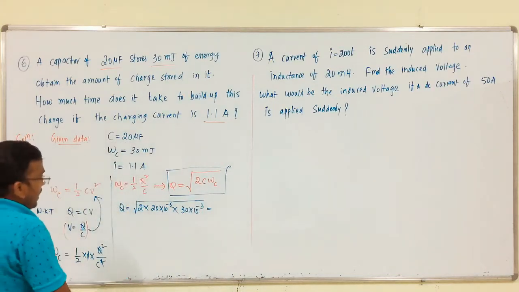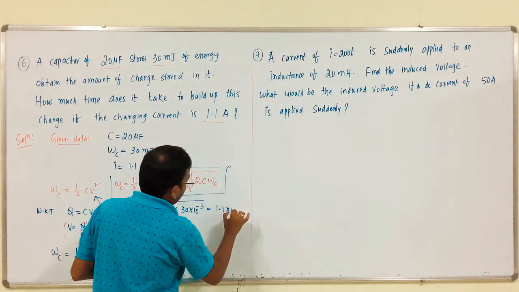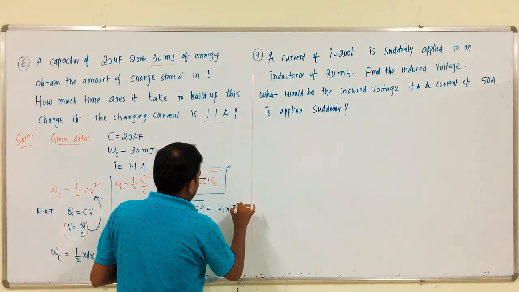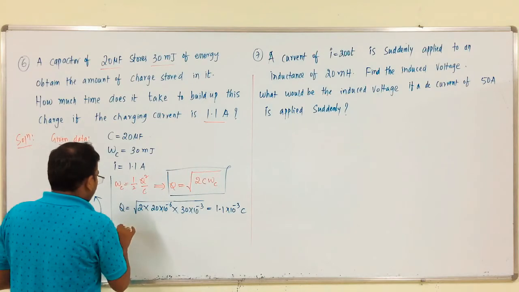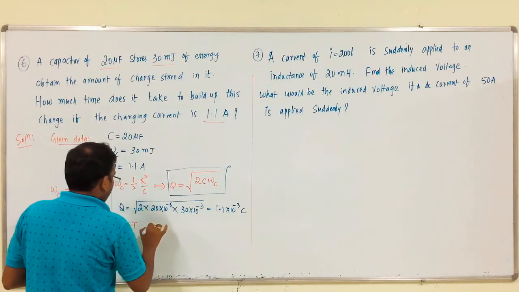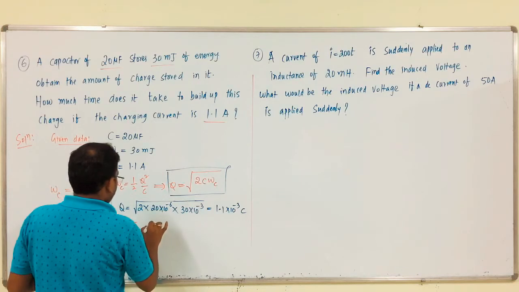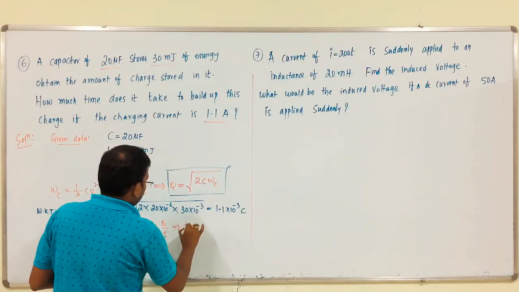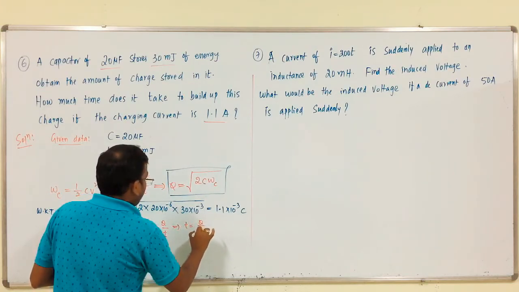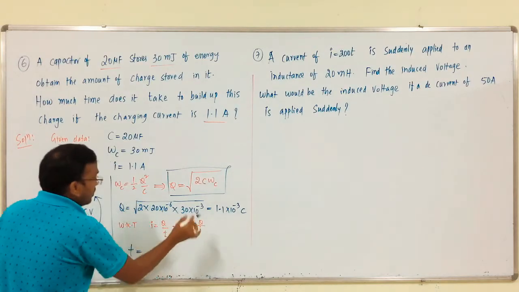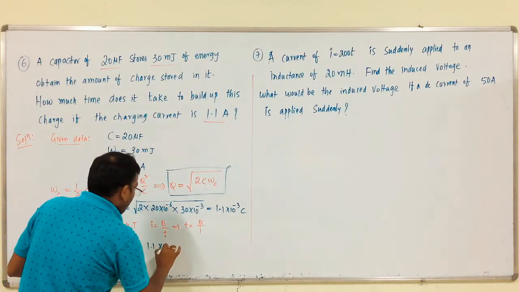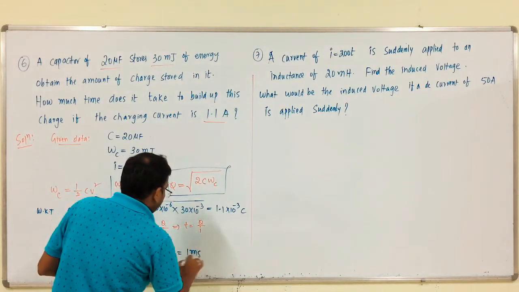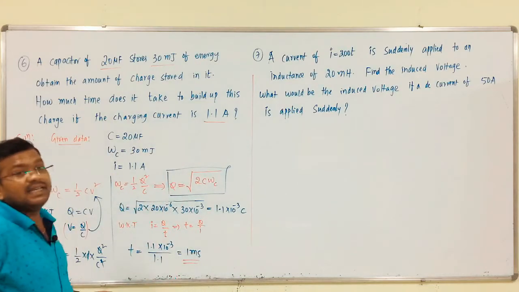So, after solving this, we will get Q as 1.1 into 10 power minus 3 coulombs. We know that I is equal to Q by T, right? From this, T is equal to Q by I. Therefore, T is equal to 1.1 into 10 power minus 3 divided by the current, which is 1.1, which is equal to 1 millisecond. The required time is 1 millisecond.